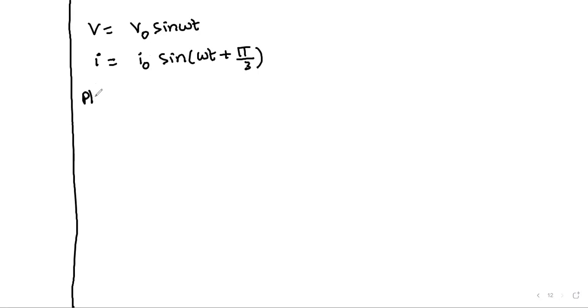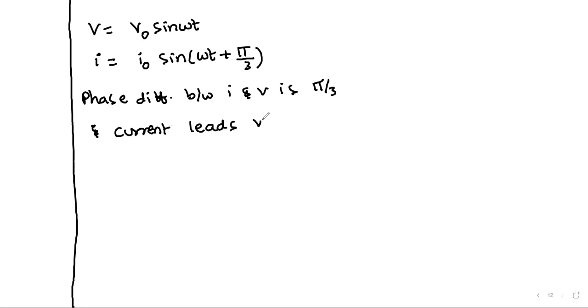Suppose let us consider V equal to V naught sin omega t and current I equal to I naught sin of omega t plus pi by 3. Then I can say that the phase difference between current and voltage is pi by 3. So I can say that current leads voltage by pi by 3. This phrase is important.